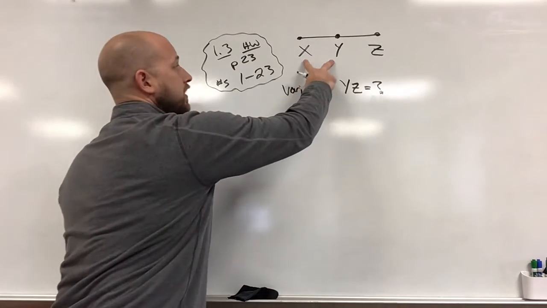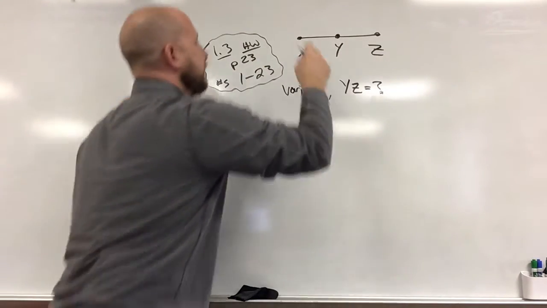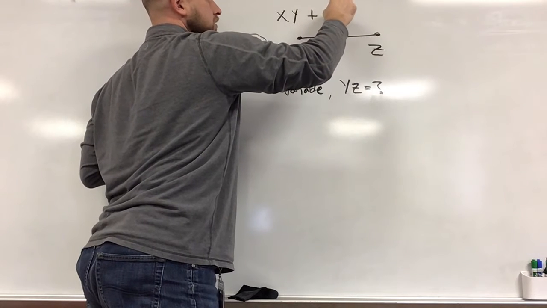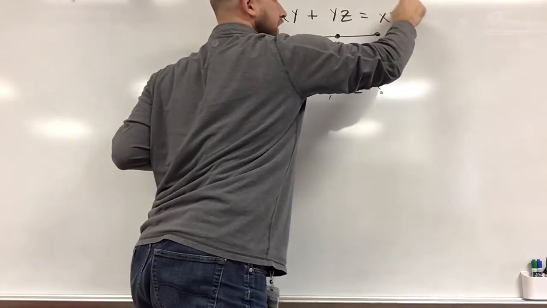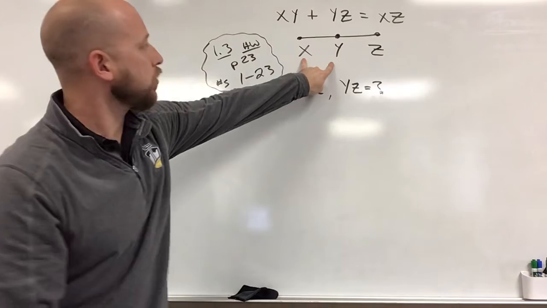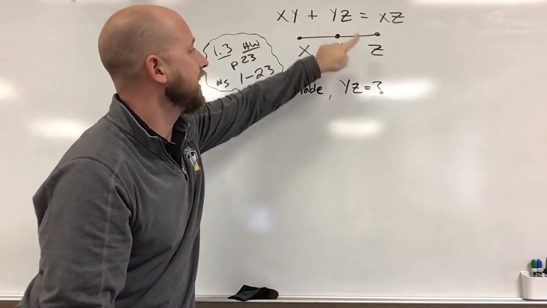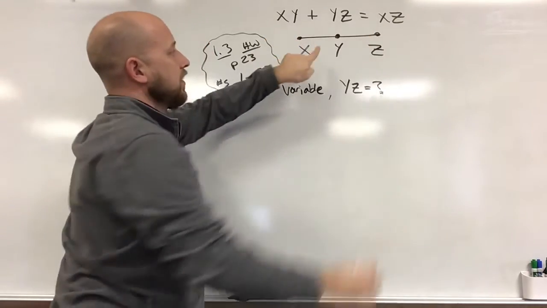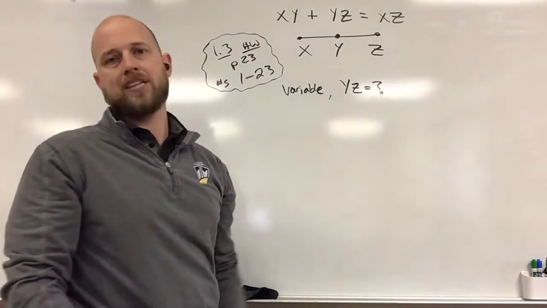We talked about adding the two parts and setting them equal to the whole. So let's talk about what that would be. It is XY plus YZ equals XZ, okay? What that means is this part, XY, added to this part, YZ, is going to give you the whole line segment, which is X through Z. So guys, if you use this, you're going to set this up the same every single time.